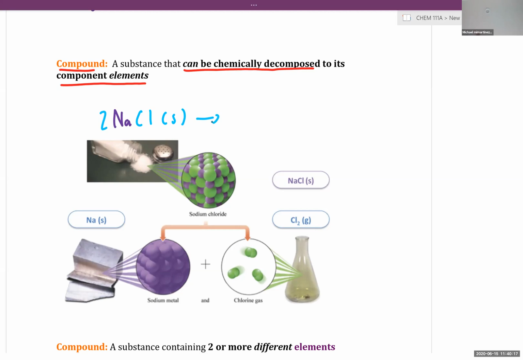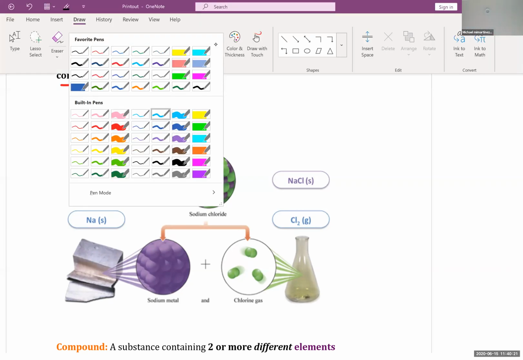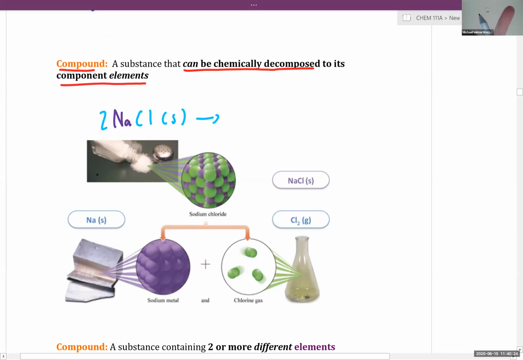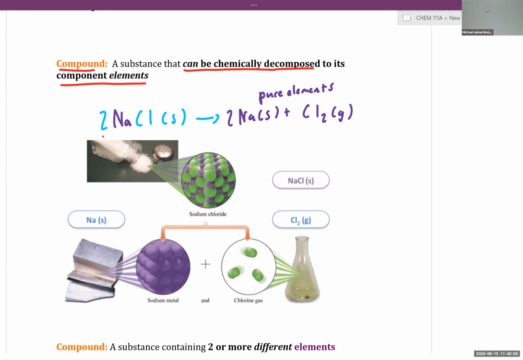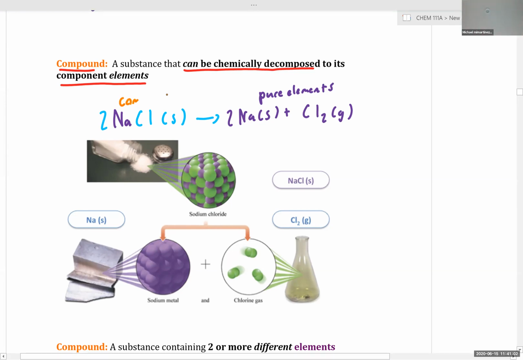If you apply an electric current, you can initiate a chemical decomposition where your sodium chloride decomposes to yield elemental sodium and elemental chlorine. Where we have successfully taken a compound and decomposed it in a chemical reaction to pure elements. So then we'd say, because sodium chloride can be decomposed into pure elements, sodium chloride is a compound. Does this idea make sense to everyone? A compound can be chemically decomposed.